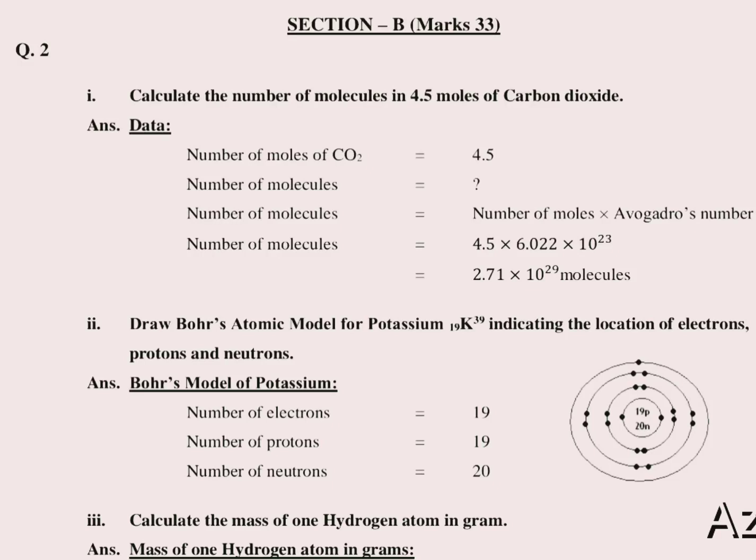It's chemistry model paper 1, and in this section we solve the short question answers from the paper. The first question is: calculate the number of molecules in 4.5 moles of carbon dioxide.